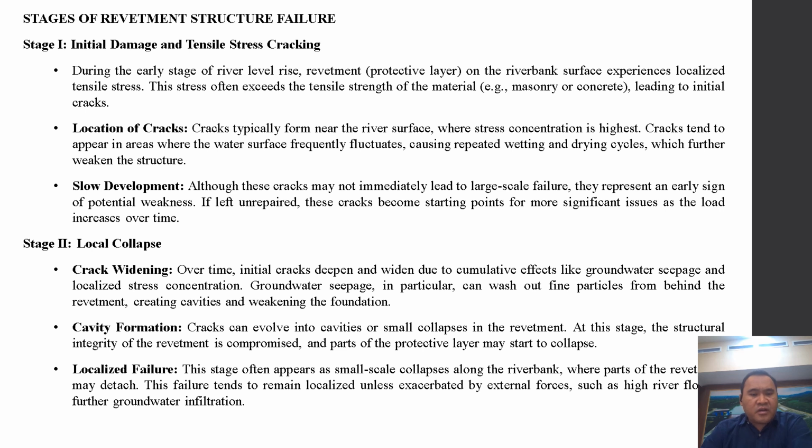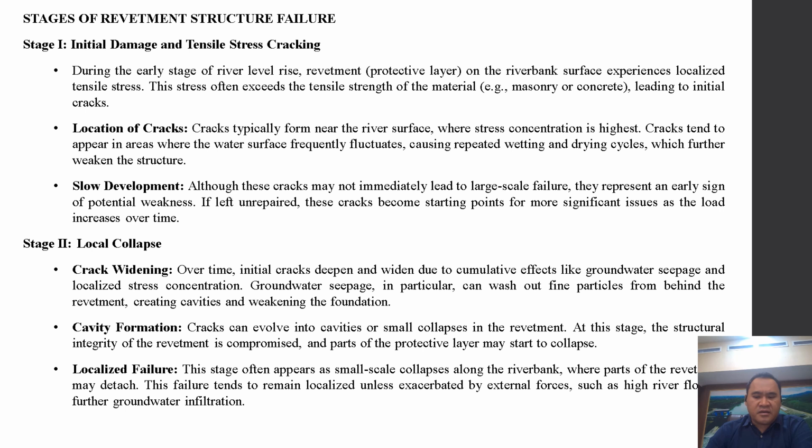Stage 2, local collapse, or crack widening. Over time, initial cracks deepen and widen due to cumulative effects like groundwater seepage and localized stress concentration. Groundwater seepage in particular can wash out fine particles from behind the revetment, creating cavities and weakening the foundation.